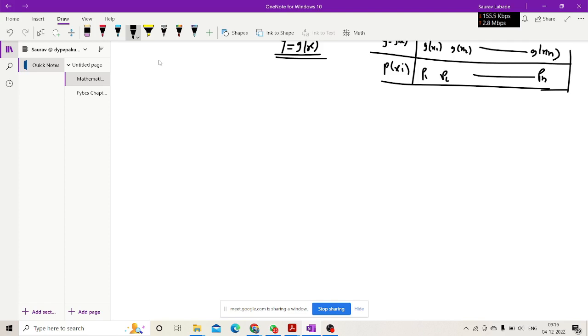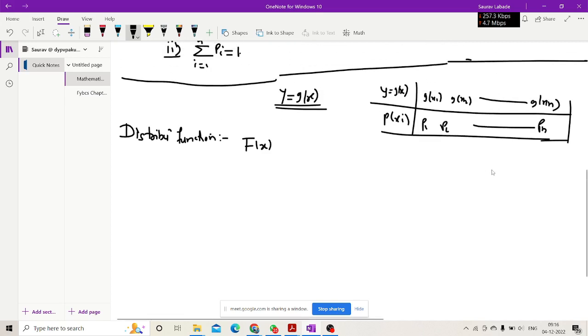Sorry, before that we have seen the distribution function, the cumulative distribution function. It is denoted by F of x. Now when we are adding the probabilities, it is cumulative. You're already familiar with the term, right? What does cumulative mean? We are just adding the next probability.